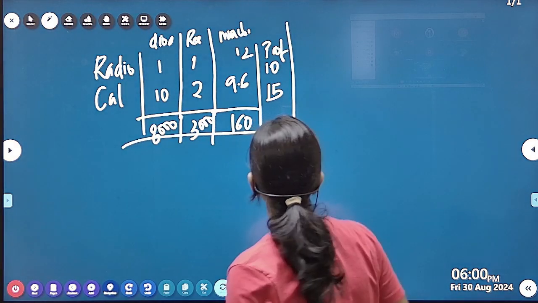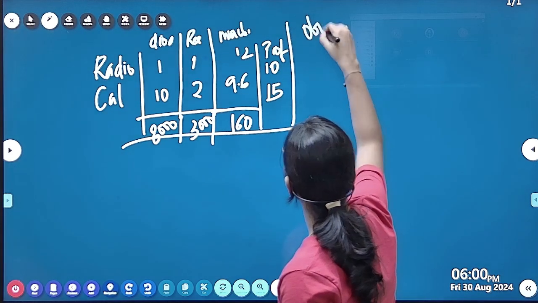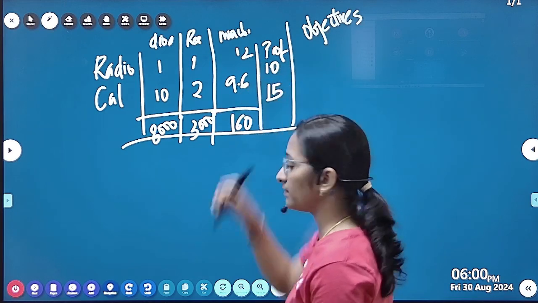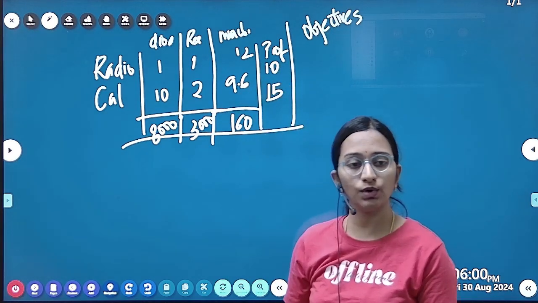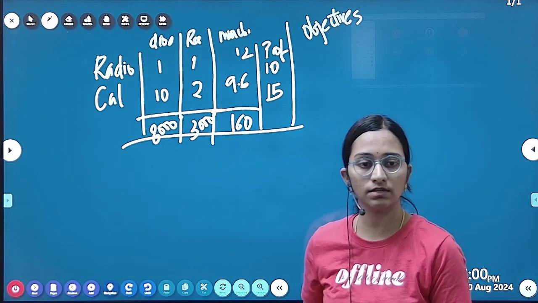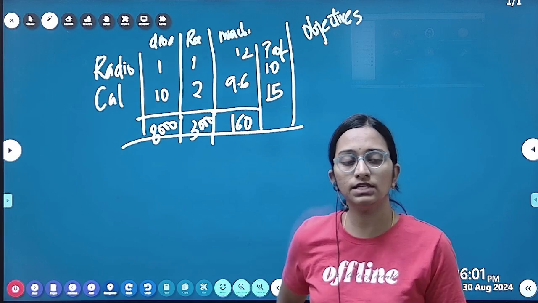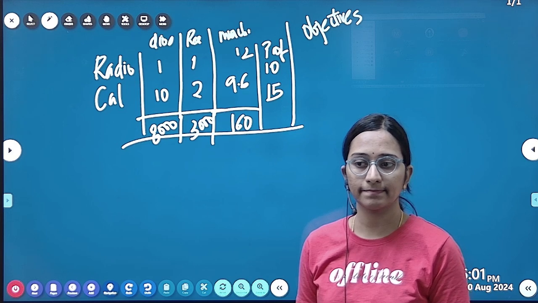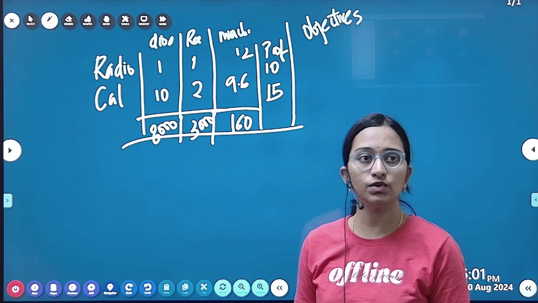So tell me what the objective function will be. They are telling us to solve. Till now we have done only formulation. Now this question needs to be solved. What method are we using till now? What method are we using?